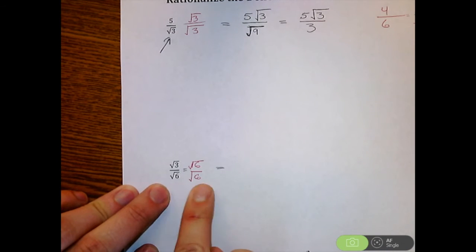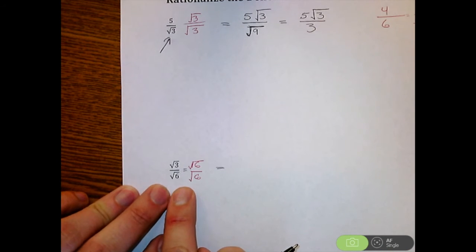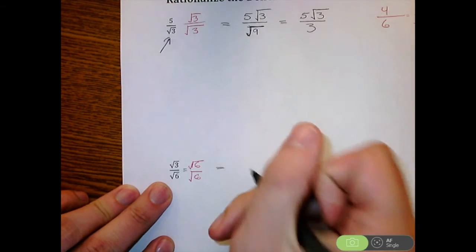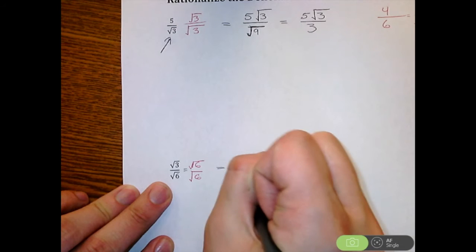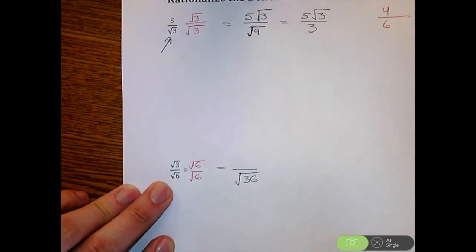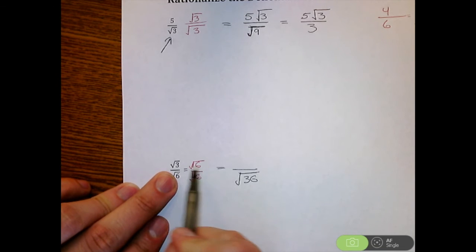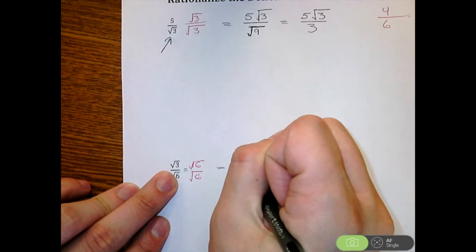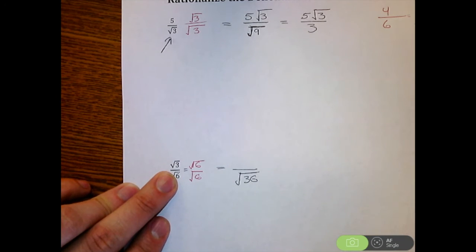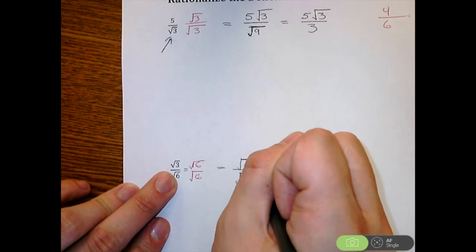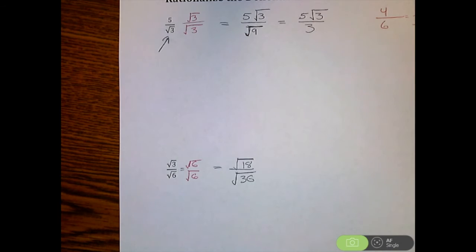So on the bottom, both pieces there are in a square root. So square root of 6, square root of 6. So the inside, 6 times 6 is 36. On top, both the square root of 3 and the square root of 6, both numbers there are inside the square root, so we can multiply. Again, they have to be either both on the outside or both on the inside. Can't mix and match. 6 times 3 is 18.